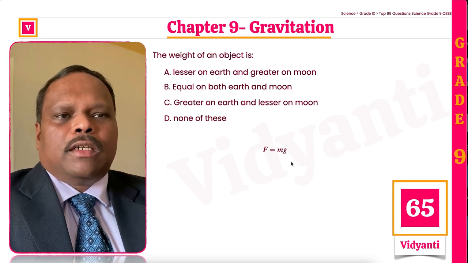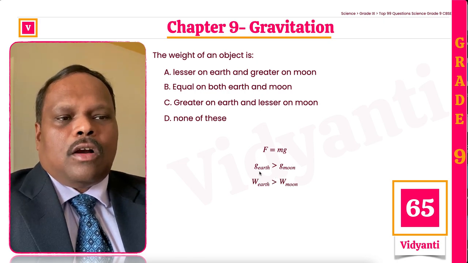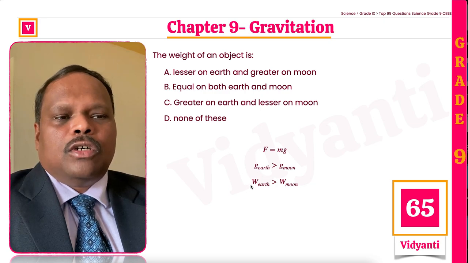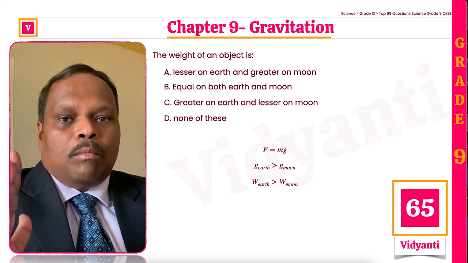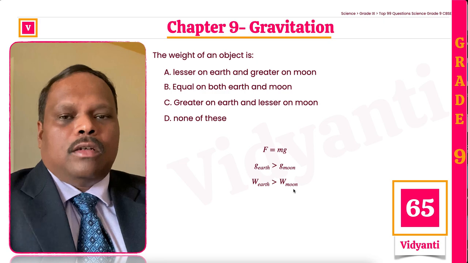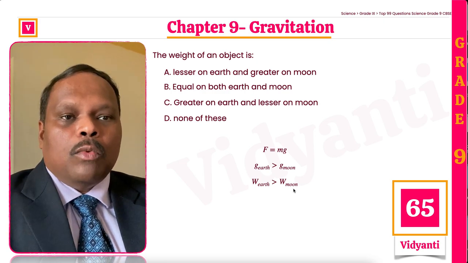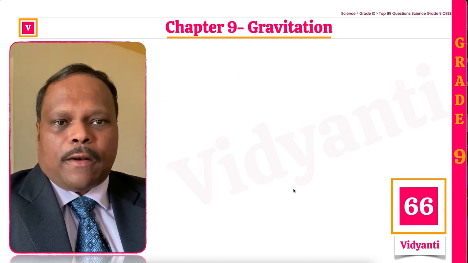The weight of the object, well, it depends upon the value of small g. The small g value is on Earth very strong. On moon it's 1/6. We have just seen that in the previous case. So W Earth will be greater than W moon. In fact, my weight or anybody's weight on Earth will be 6 times compared to the same person's weight on moon. So greater on Earth and lesser on moon will be the correct option.